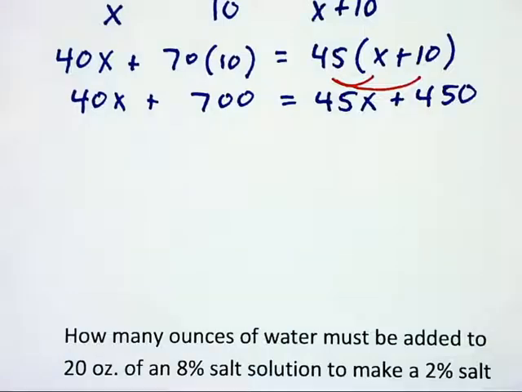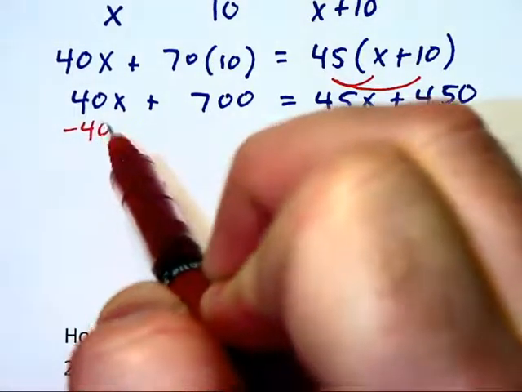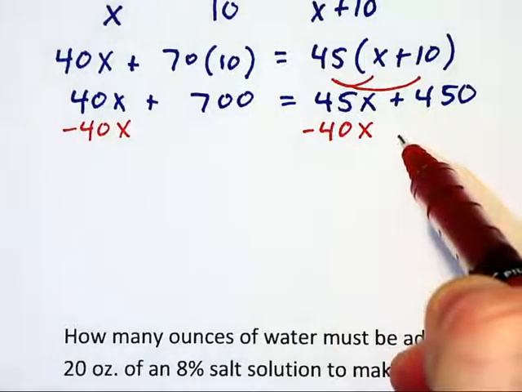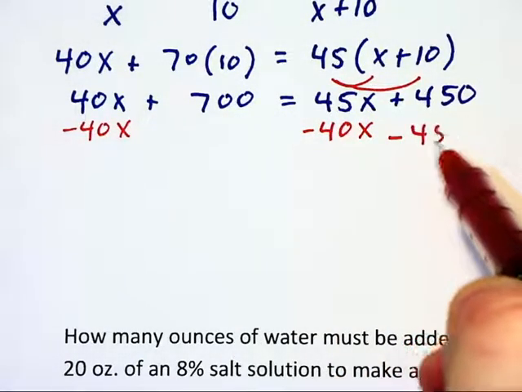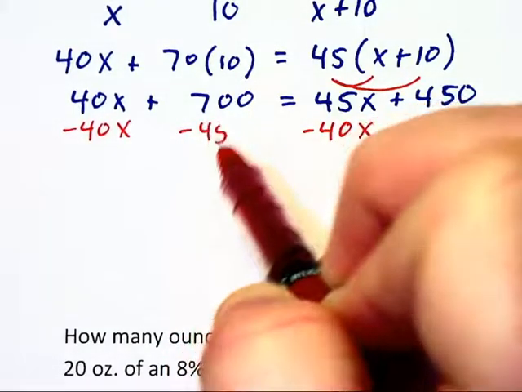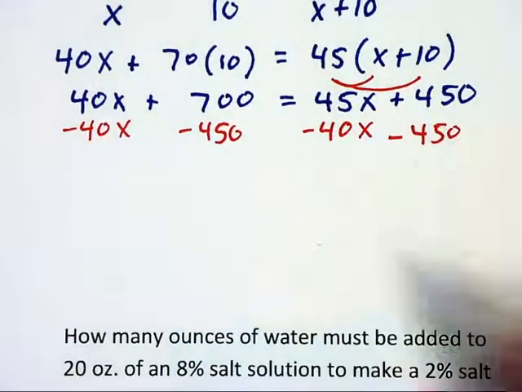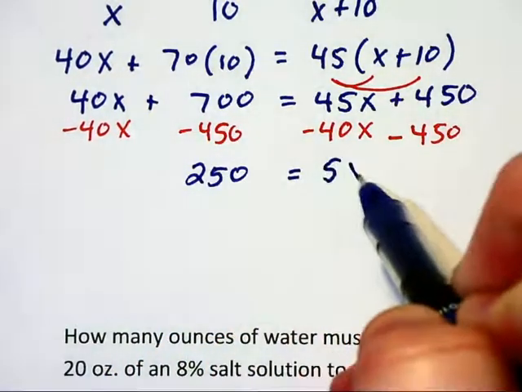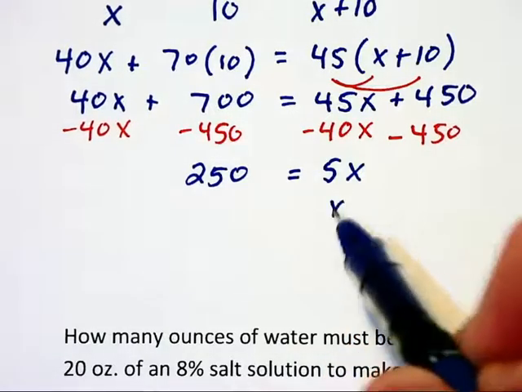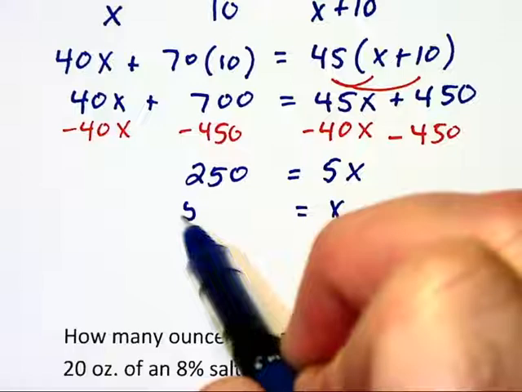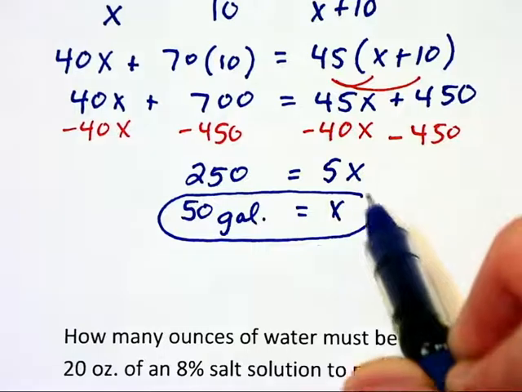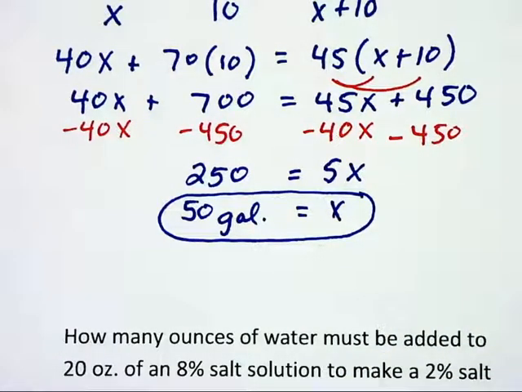Now let's get all the x's to one side, and I'm going to choose this time to subtract 40x off of each side, just so that I can have a positive 5x on the right. And while I'm at it, I'm going to subtract off 450 so I can have all of the constants on the left hand side. This will give me 250 on the left is equal to 5x on the right, and dividing each side by 5 tells me that x is going to equal 50 gallons. And that is the solution we're looking for. How much of the 40% punch should be added?